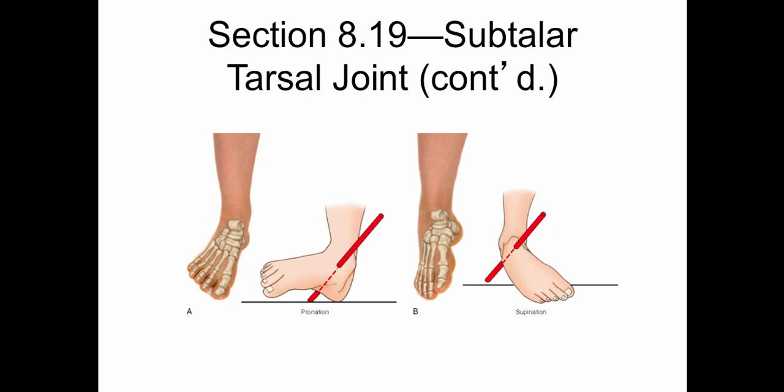In Figure A, the foot pronates at the subtalar joint. This oblique plane movement comprises three cardinal plane components: eversion, dorsiflexion, and abduction of the foot. In Figure B, the foot supinates at the subtalar joint. This oblique plane movement comprises three different cardinal plane components: inversion, plantar flexion, and adduction of the foot.